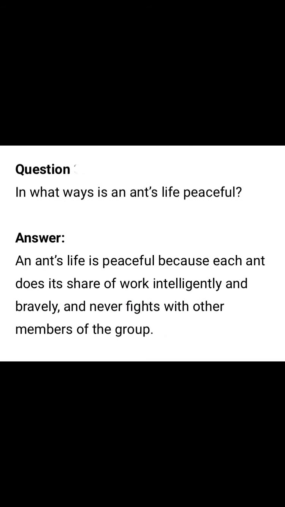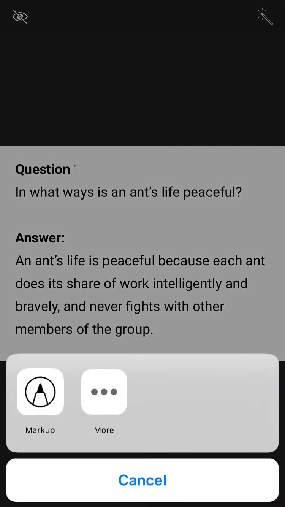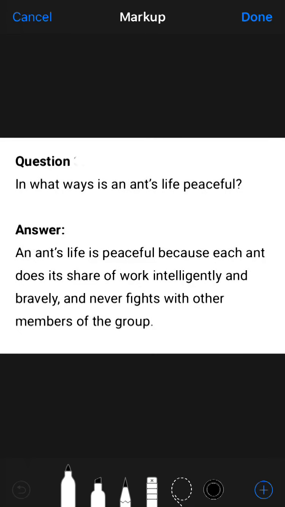This is the 6th question. The question number over here is missing. Just put it as question number 6 and write down: in what ways is an ant's life peaceful? किस तरीके से एक ant की life peaceful होती है? Question mark. The answer to this question will be: an ant's life is peaceful because each ant does its share of work. Just a second. Write 6 over here.